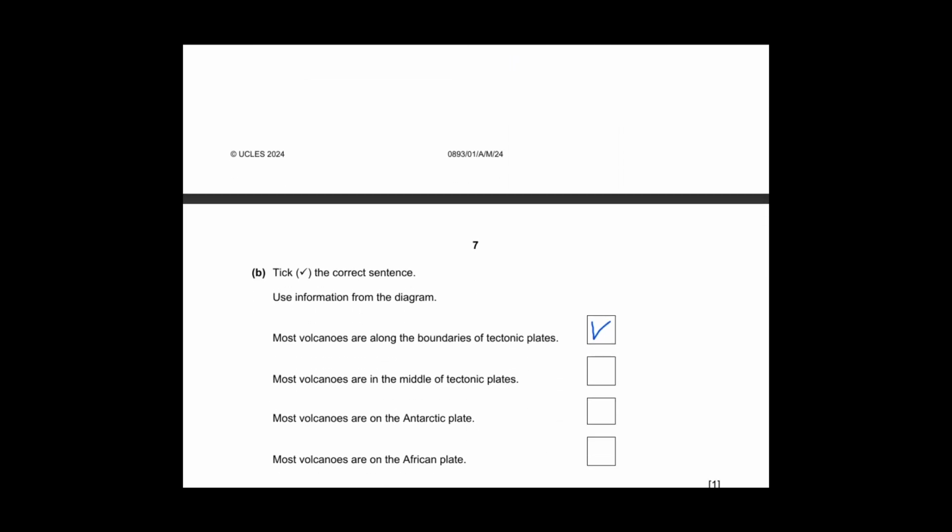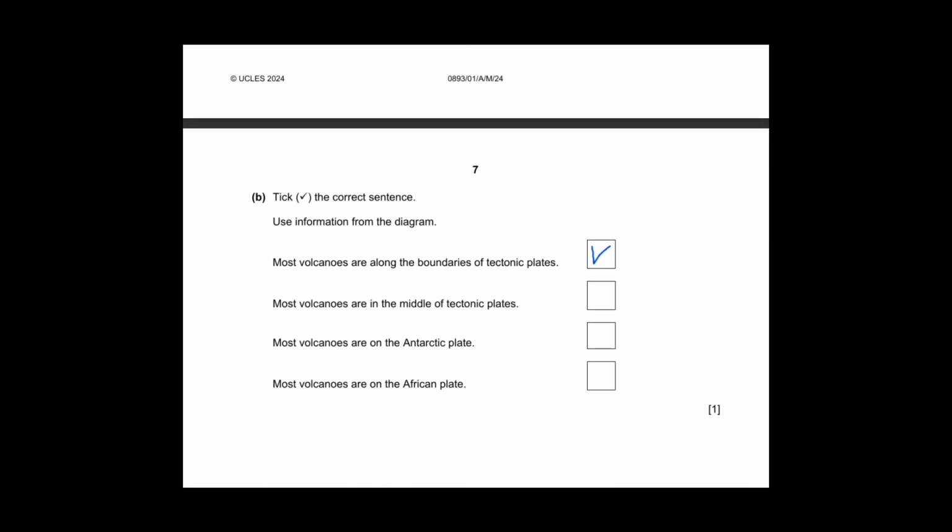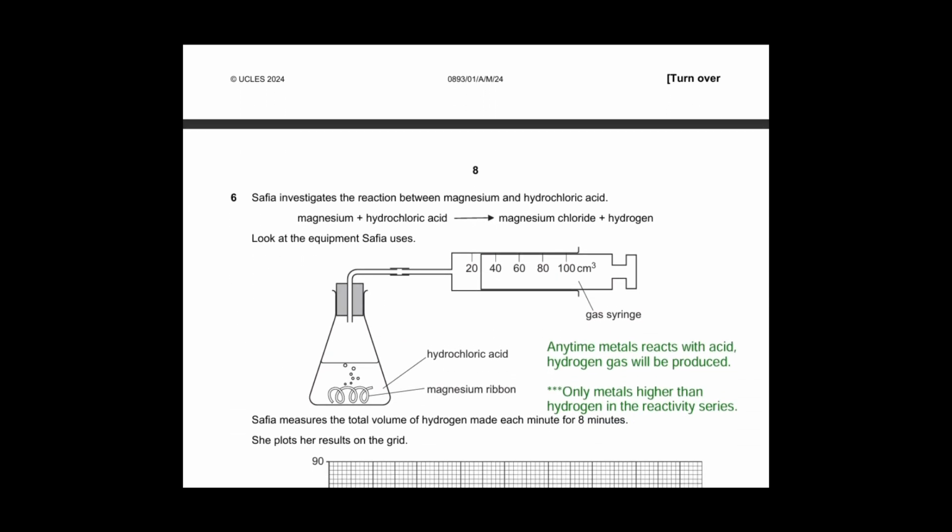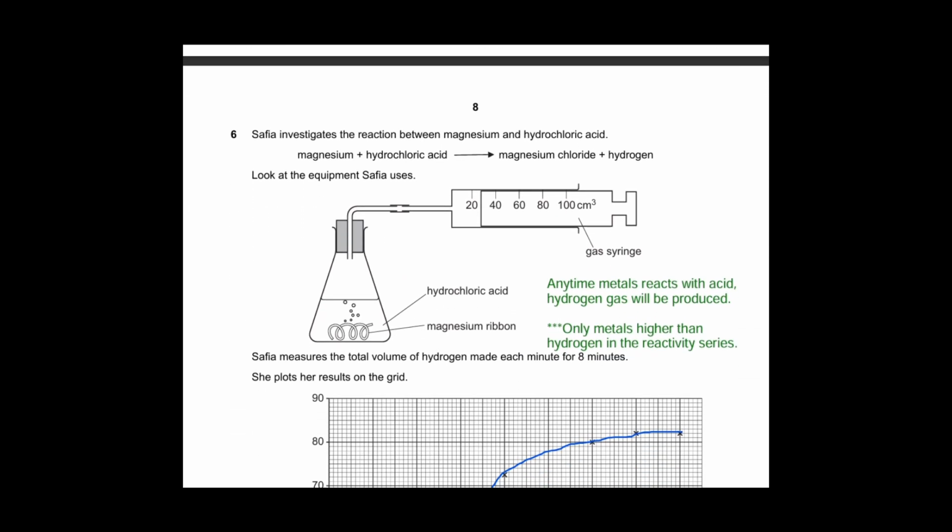That's why we take the first one that says they are around the boundary of the tectonic plate. Let's go to the next question, 6. This question is about the reaction of metals with acid. There is a general trend about how metals react with acid.